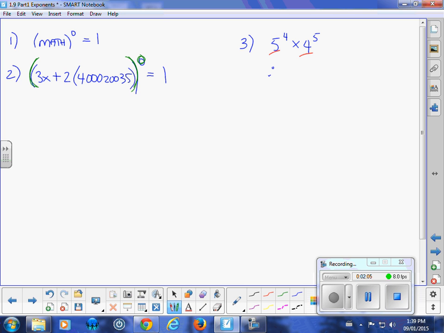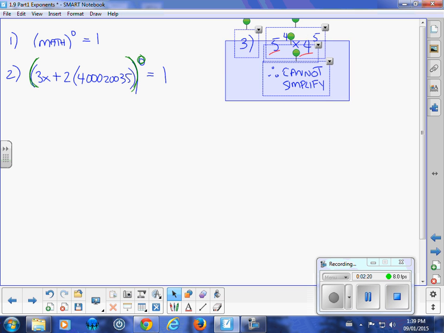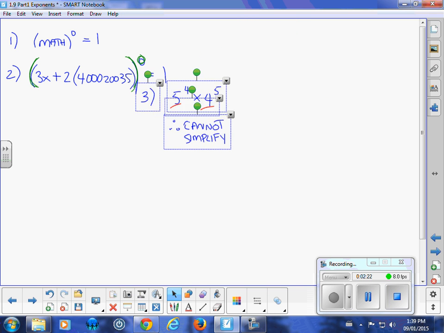So what you write is cannot simplify. And I just want to be clear on this. You can absolutely calculate the answer here with the calculator, but you cannot simplify. This is as simple as it gets. And that's how you leave the answer. Done.